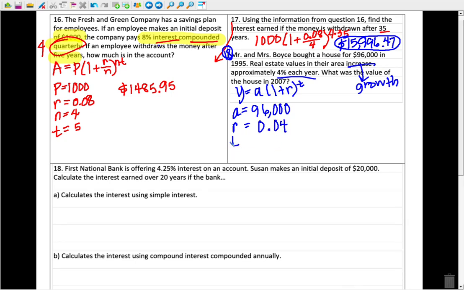And then the time was, well, let's see. It doesn't tell you. All it tells you is 95 to 2007. So from 1995 to 2007, how many years is that? All right, let's add it up. That is 12 years. 7 plus 5 is 12. So I'm going to put all of this into the growth formula, and you should get a value of the house, that is so sloppy, you should get a value of the house to be $153,699.09.